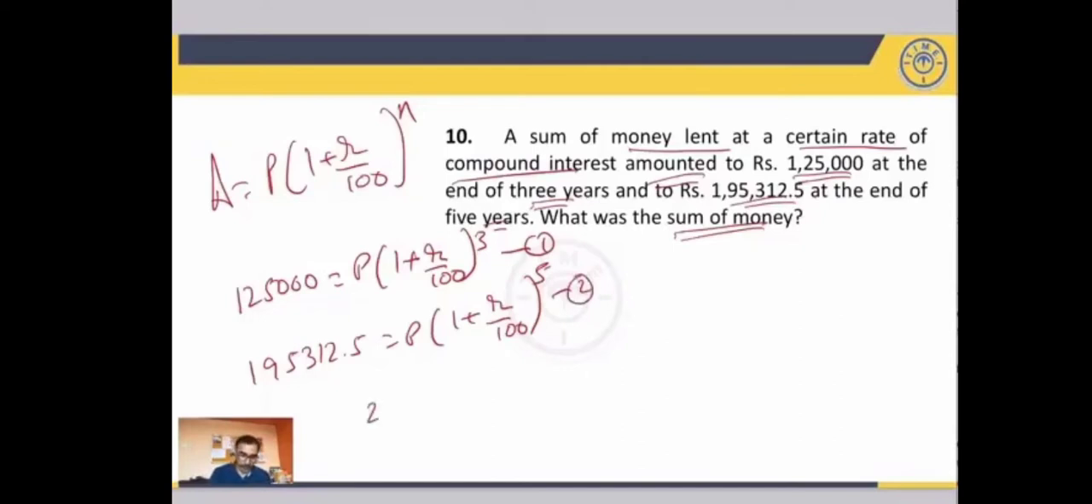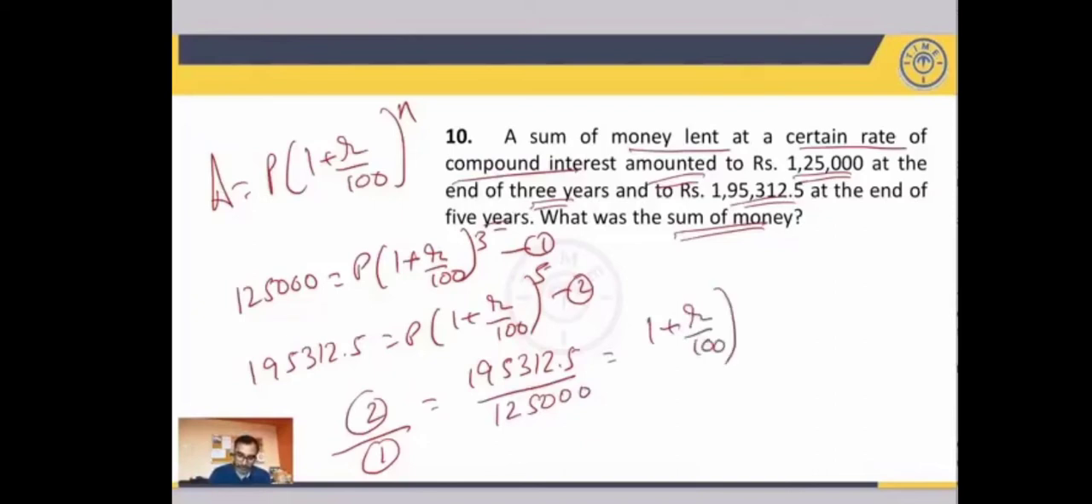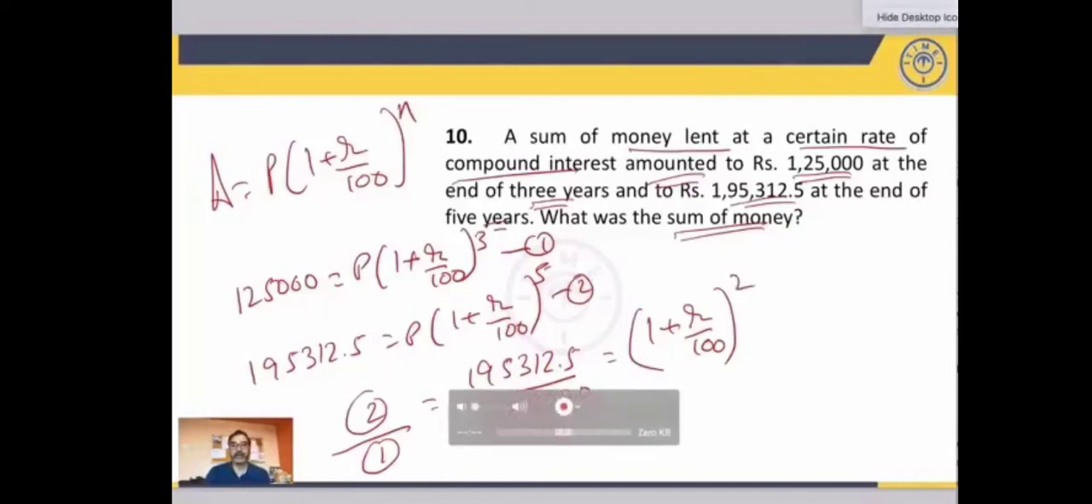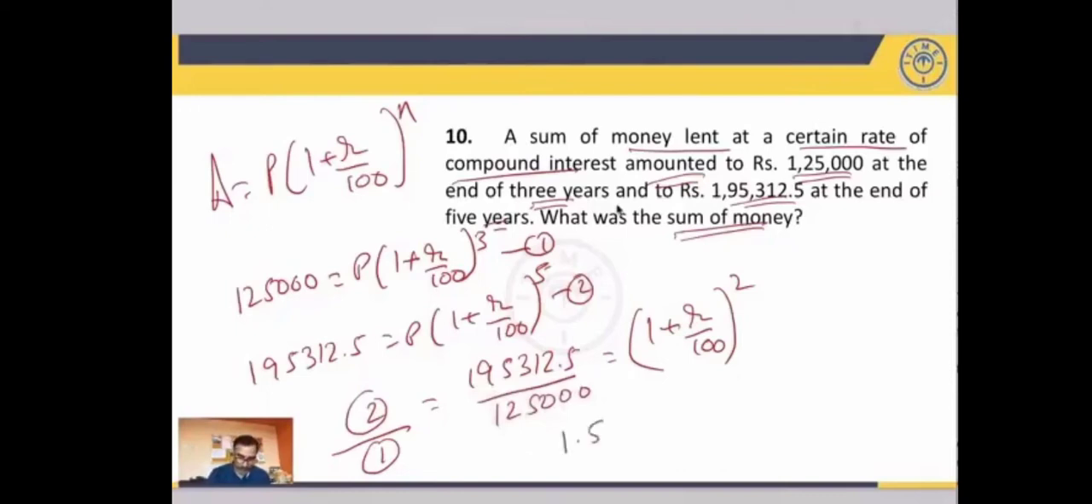So what you do now is divide equation 2 by equation 1. So you will be getting 195,312.5 divided by 1,25,000 is equal to, the P's get cancelled, so you will get (1 + R/100) whole power 2. Now when you simplify this, you will get 1.5625 is equal to (1 + R/100) whole square.